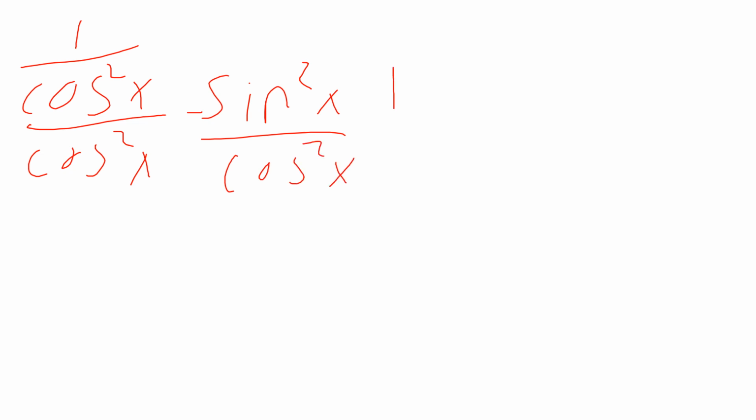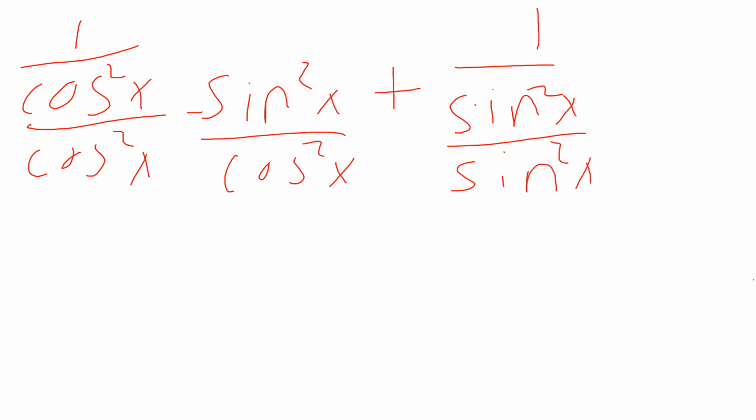And then the same for the other side. But that one was sine as its common denominator, least common denominator. So it's sine squared x minus cosine squared x over sine squared x. Alright, and from there, you go ahead and solve them.